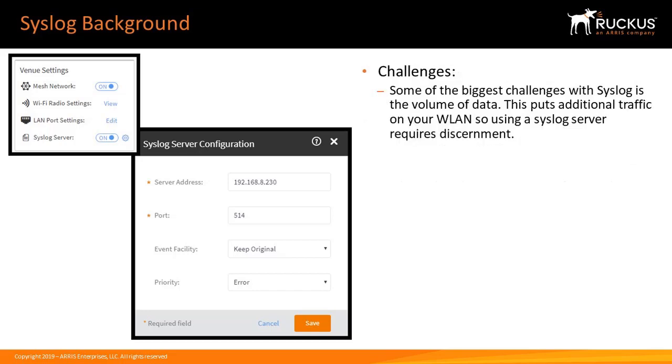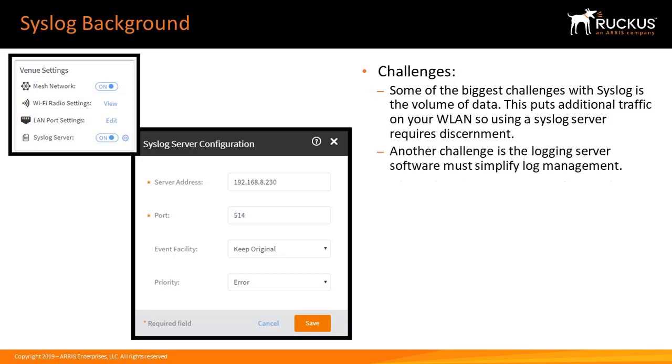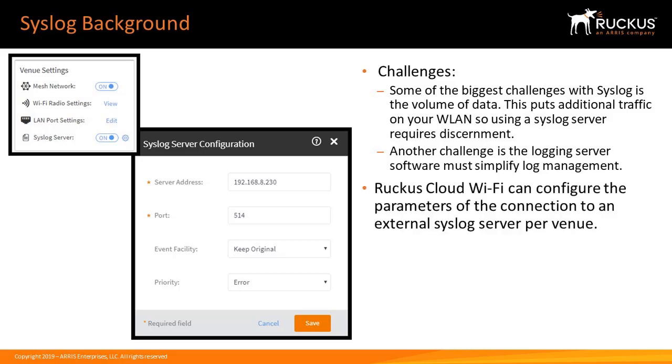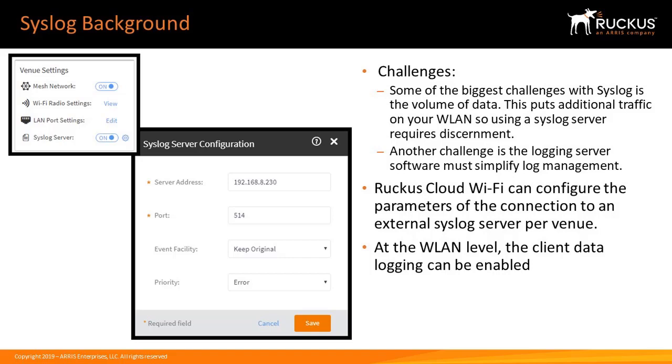Some of the biggest challenges with Syslog is the volume of data. This puts additional traffic on your wireless LAN, so using a Syslog server requires some discernment and design. Another challenge is the logging server software itself must simplify log management. Ruckus Cloud Wi-Fi can configure the parameters of the connection to an external Syslog server per venue. At the wireless LAN level, the client data logging can then be enabled.